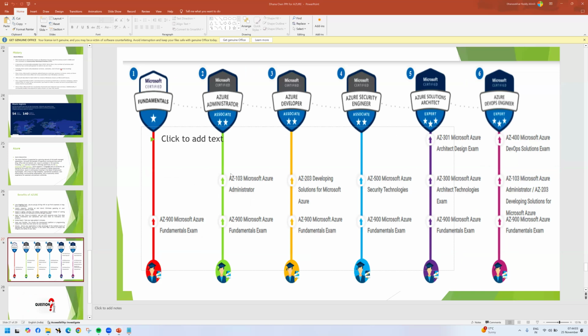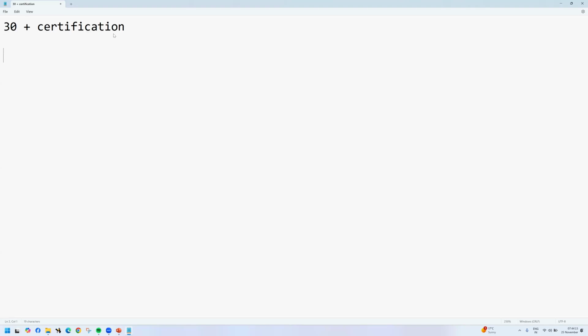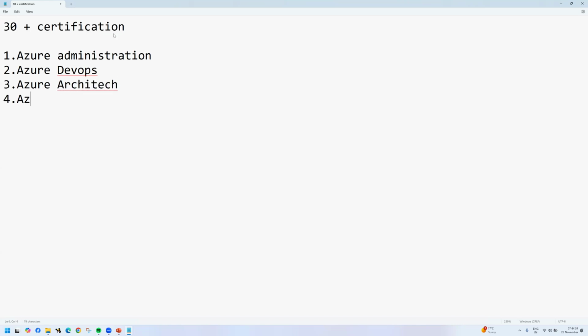Certification information means Microsoft is providing around 30 plus certification papers, guys. Out of them, the very popular ones: first, Azure Administration. Second one is Azure DevOps. Third one is Azure Architect. Fourth one, Azure Developer. At this moment, these are the popular papers in this market.